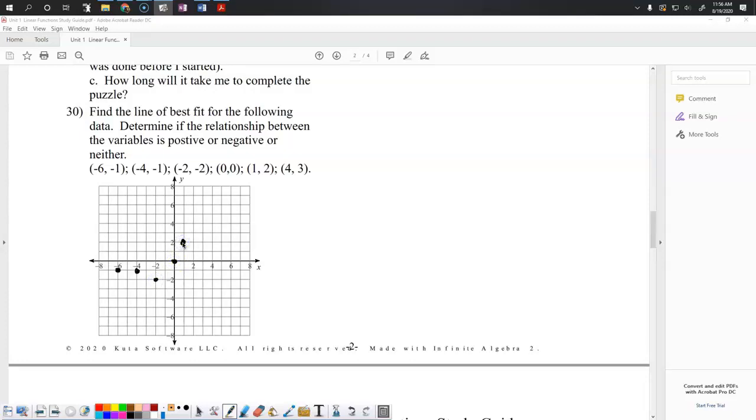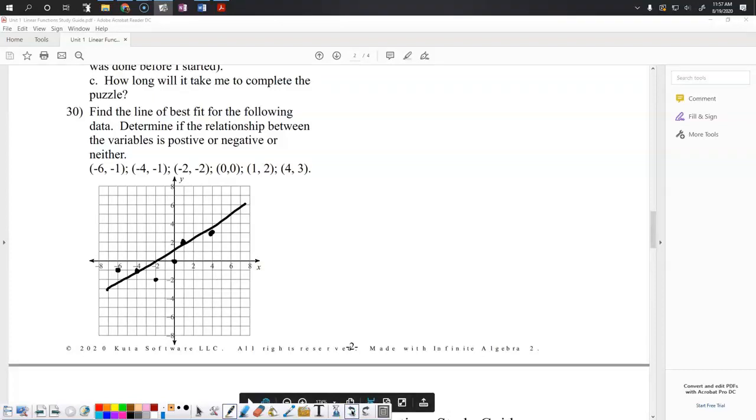(4, 3). Now, we're estimating here, you guys. And so, since we're estimating, there's not a right answer to this, but there's definitely wrong answers. So, for instance, this would be right. You drew a line that was as close as possible to the points that are there. But if you drew something like this, you're not getting any credit. You missed it, because the line needs to be close enough to the points to be reasonable.